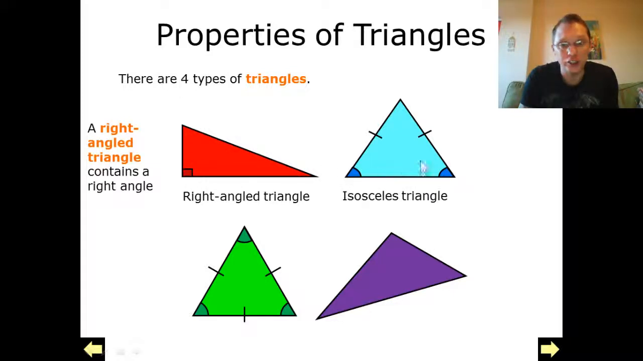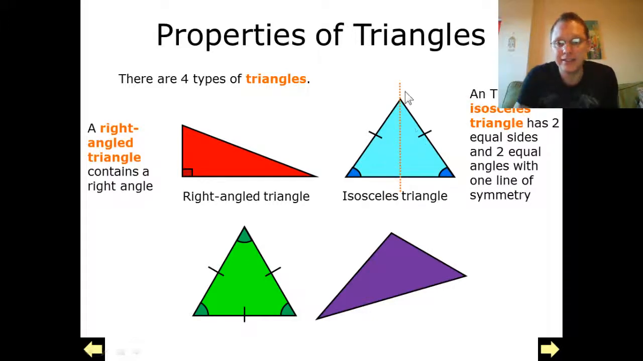We've got our isosceles triangle. Now, this is defined because we've got two equal sides, a pair of equal sides, and we've got a pair of equal angles at the base of this. And as you can see, it's got one line of symmetry.